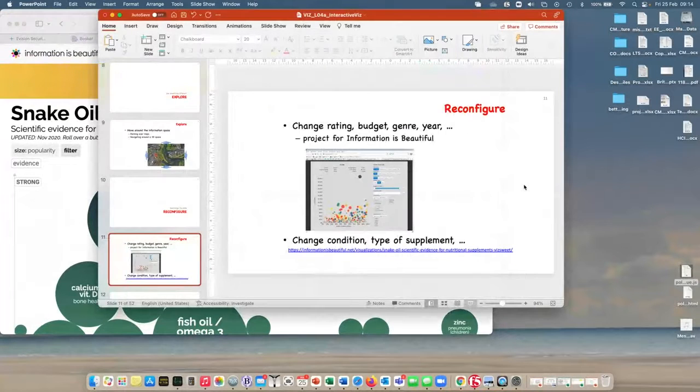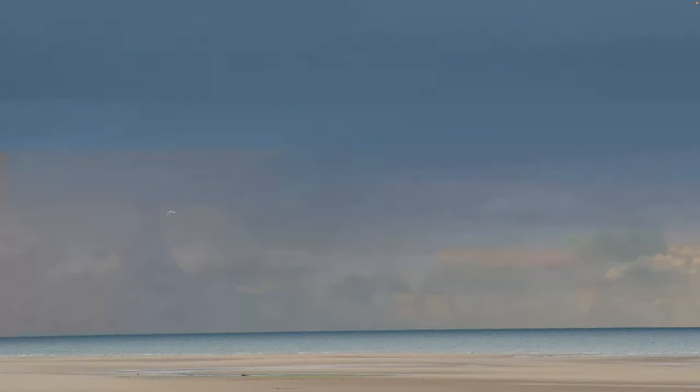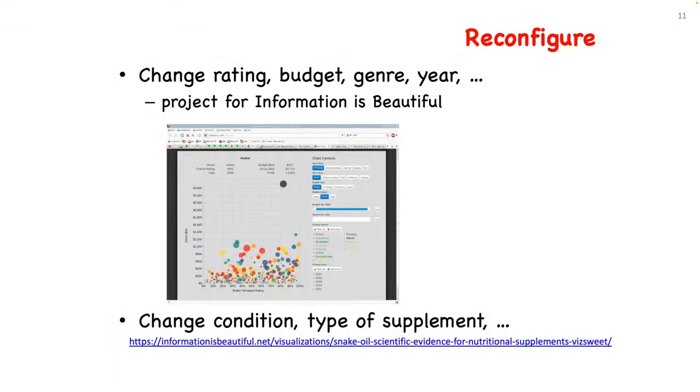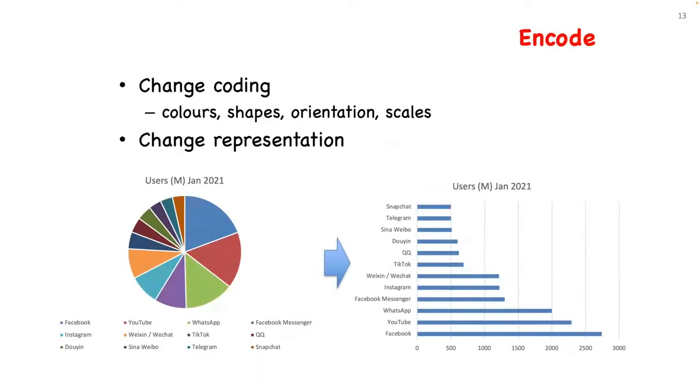Okay, right. So if we resume our slideshow. Right, okay. So we can have different ways of encoding things. The ways we encode things may vary. Here we're looking at examples where we're changing colors, shapes, the orientation of things, the scales of things. We've seen some of that. We can see how we might change the representation.